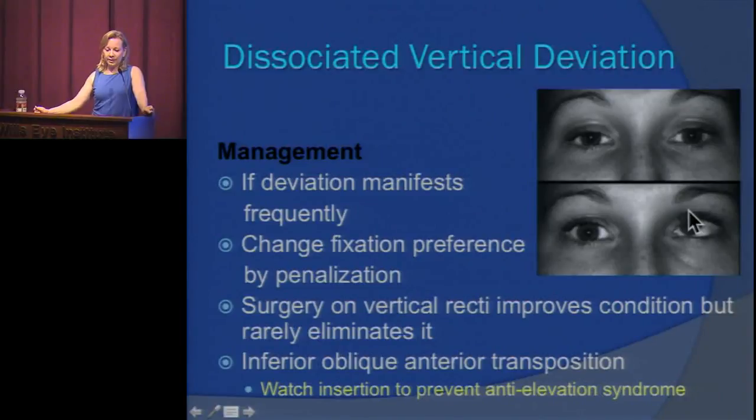The management of DVDs is to treat them if the deviation manifests frequently. Frequently, you can change the fixation preference by penalization. As I showed you on the previous slide, if they fixate with the DVD eye, they won't manifest the deviation. So if you can change their fixation preference by penalization or blurring, sometimes that'll control the deviation. You can also do surgery on the vertical recti. However, this improves the condition, but usually doesn't eliminate it. You can also do, as I said, the inferior oblique anterior transposition, again watching for that insertion to prevent anti-elevation syndrome.